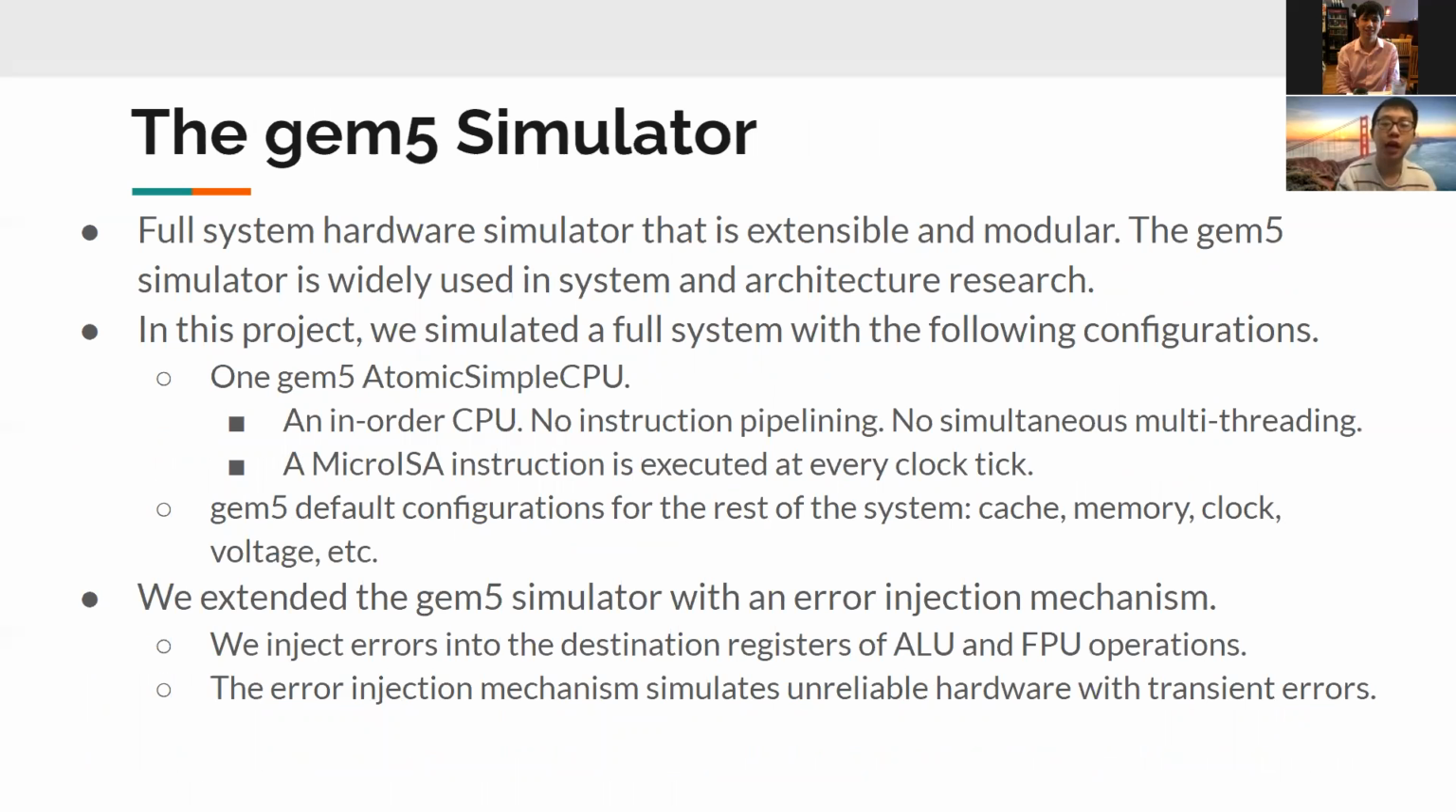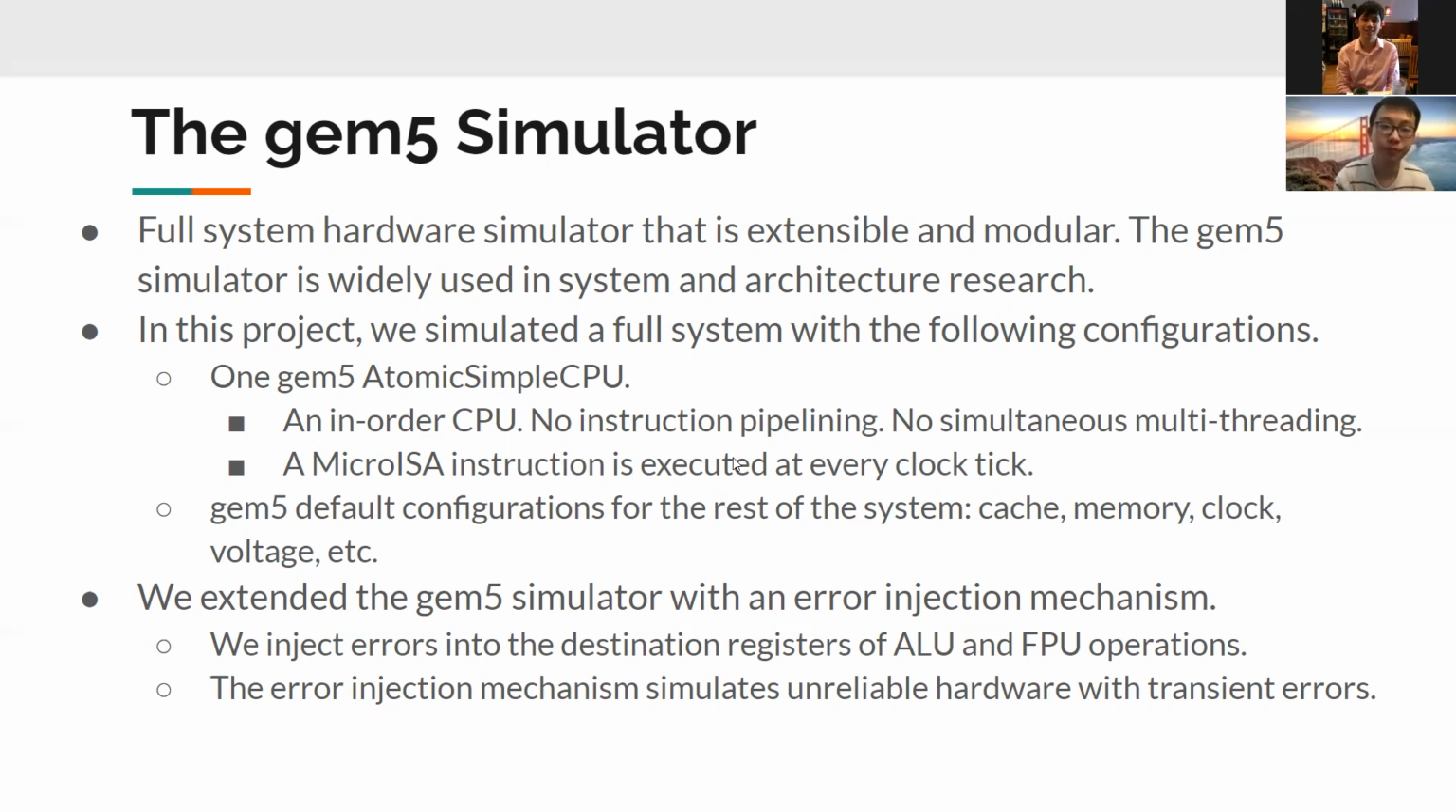In order to simulate hardware transient errors, we extended the GEM5 simulator. GEM5 is a full system hardware simulator that is widely used in research. In this project, we simulated a full system with a single GEM5 atomic simple CPU. It's an in-order CPU without instruction duplication, or SMP. And every clock tick, a micro-op instruction is executed. We'll explain micro-op instructions shortly. All other configurations are GEM5 default, such as cache, memory, clock, and voltage. We extended the GEM5 simulator with an error injection mechanism. We use that mechanism to simulate unreliable hardware with transient errors.